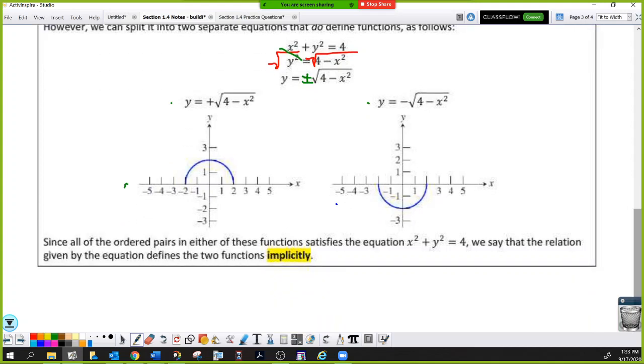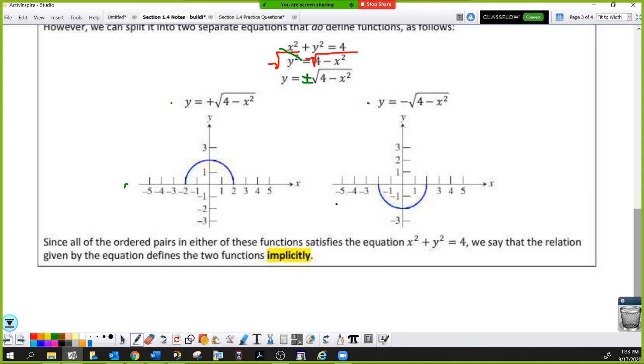So this is called, it says, since all of the ordered pairs in either of these functions satisfy that equation of the circle, we say that the relation given by the equation defines the 2 functions implicitly. Now, the neat thing about defining functions implicitly is we do it right now, right at the beginning of the year, right? The very last concept I'm going to teach you this year has to do with this exact thing, only it'll be in calculus. So it's kind of cool. Start the year with this idea, end the year with this idea. Put a pretty little bow on it.